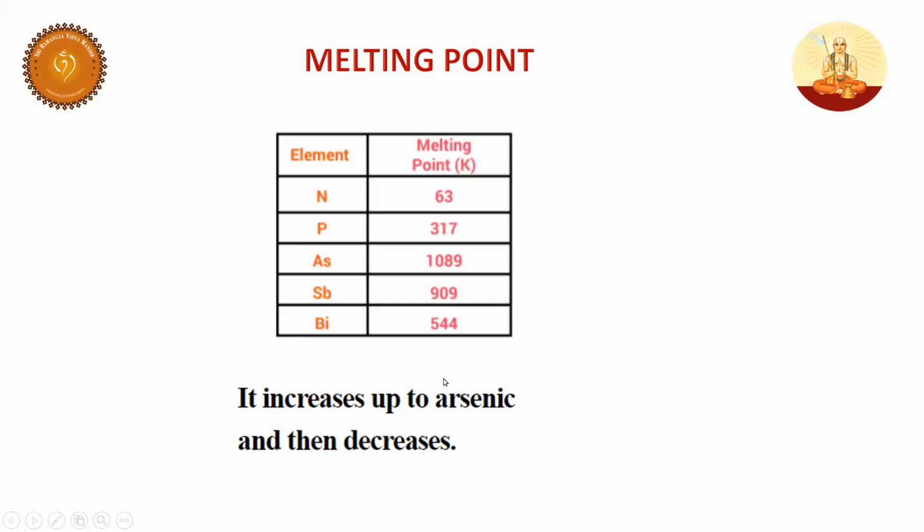Similarly, melting point. Here there is a slight anomaly. You can observe there is an increase in the melting point from nitrogen to arsenic, and from arsenic it decreases. This is due to its crystal structure.